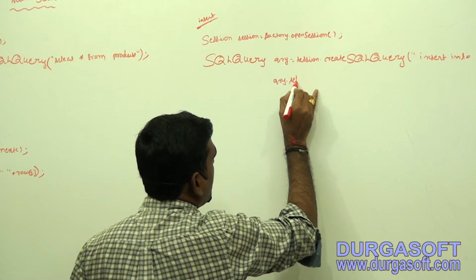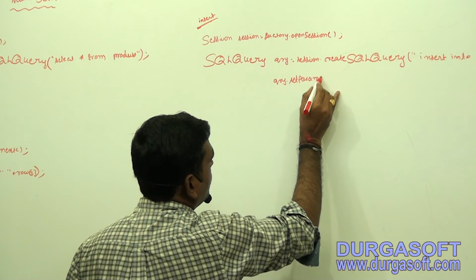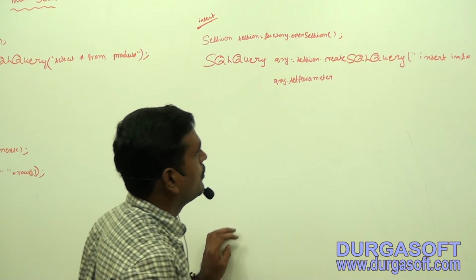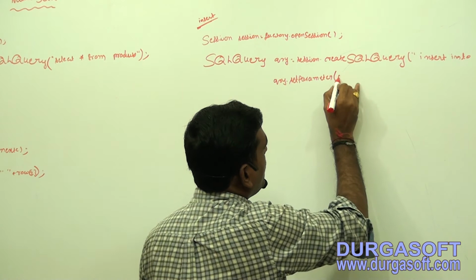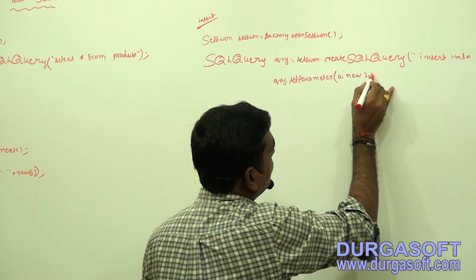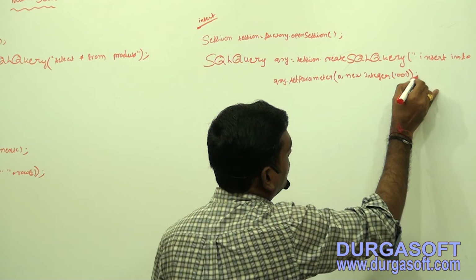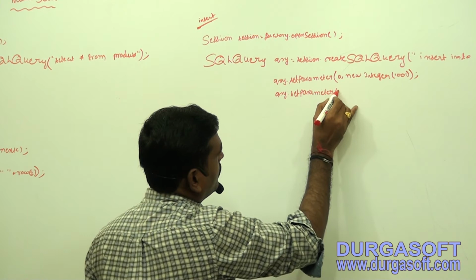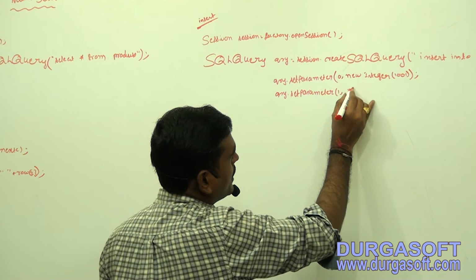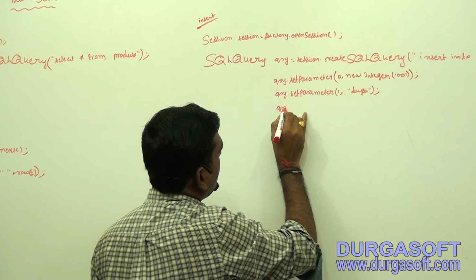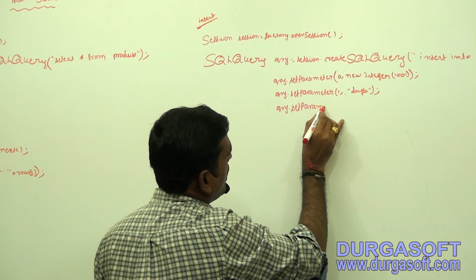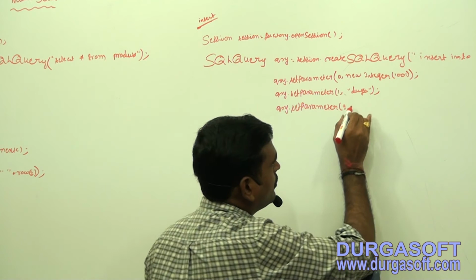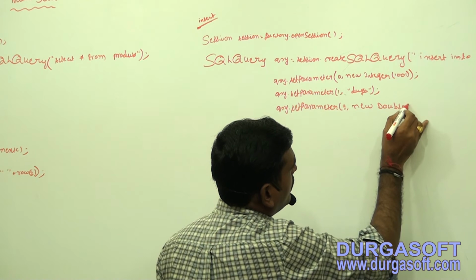query.setParameter, under that we take 0 initially, new Integer(1001). The next query.setParameter with 1, and for a string we can pass the value directly: Durga. Then query.setParameter with 2 comma new Double(5000).